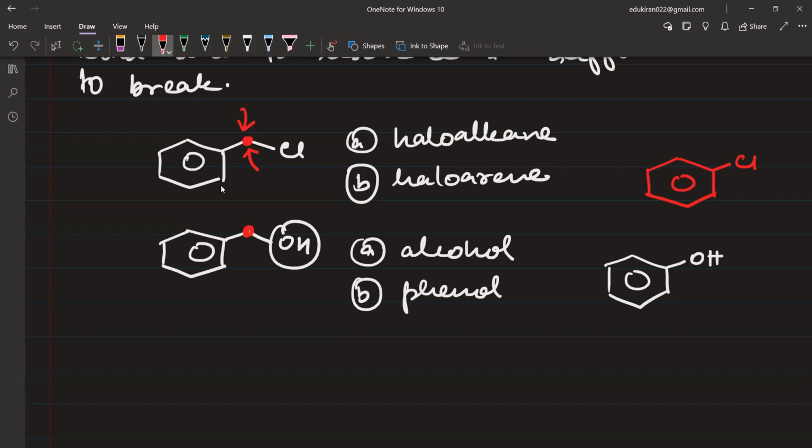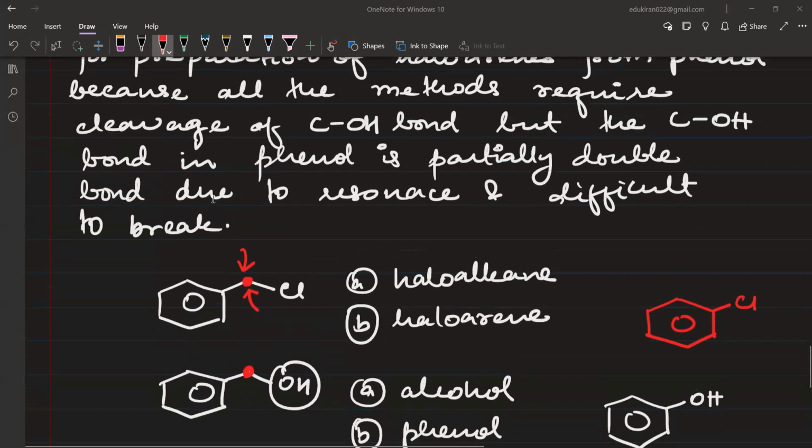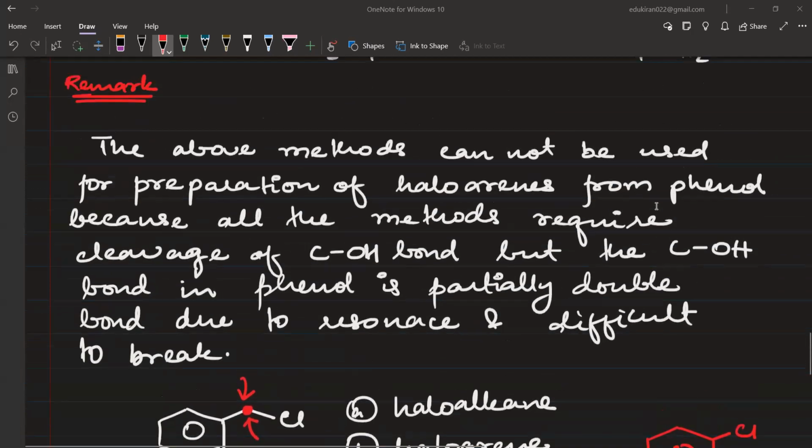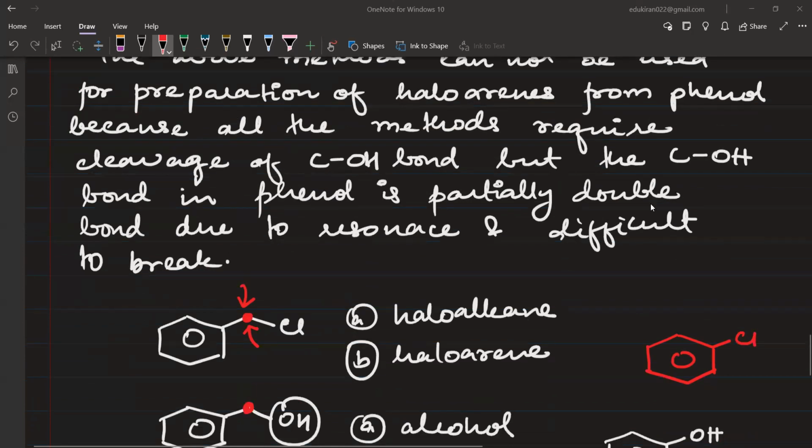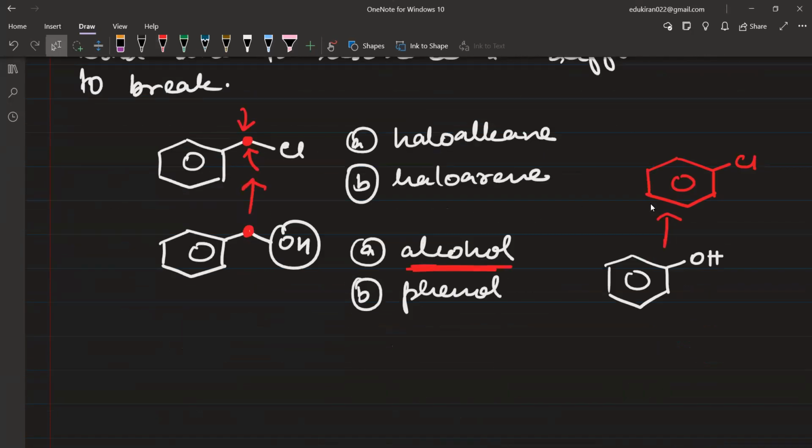This hydroxy is attached to which carbon atom? If this is sp3, if it is not benzene, then it is going to be alcohol. Fatima, are you getting it or not? You look confused. Yes, sir. So when I said the above methods cannot be used for the preparation of haloarenes from phenol, that means we cannot go from here to here, but we can go from here to here because we are going from alcohol to haloalkane, right? Yes or no? Yes, sir.